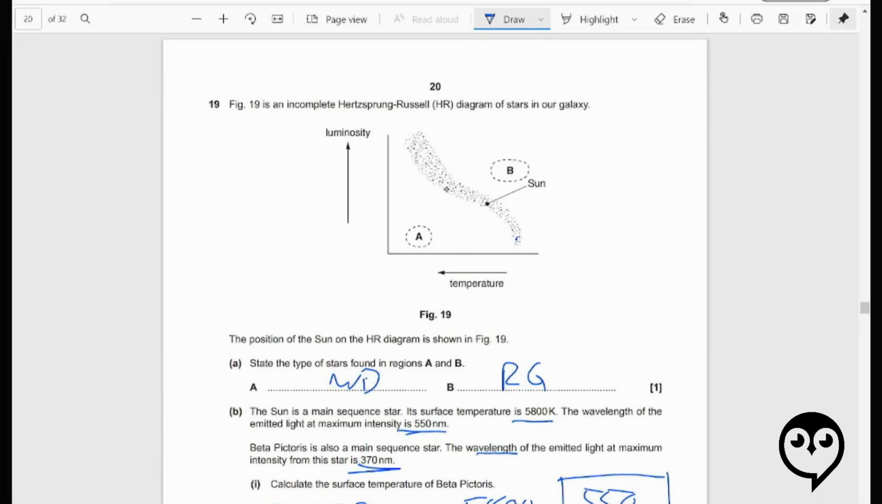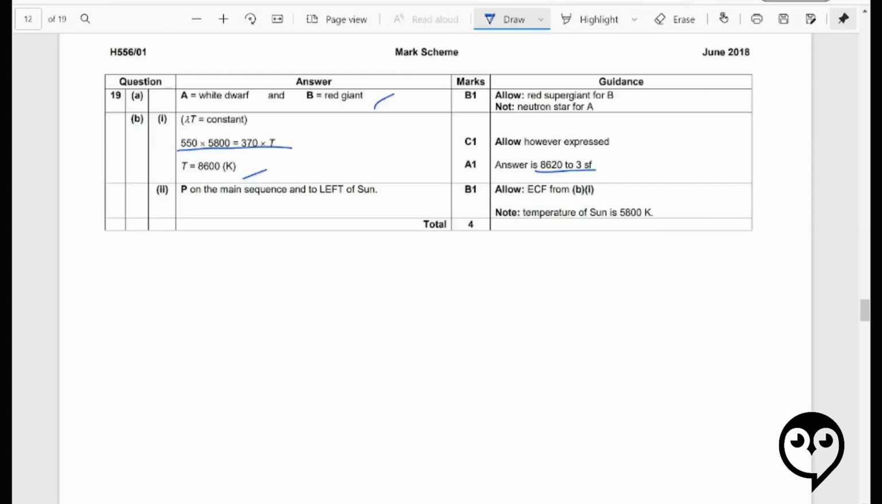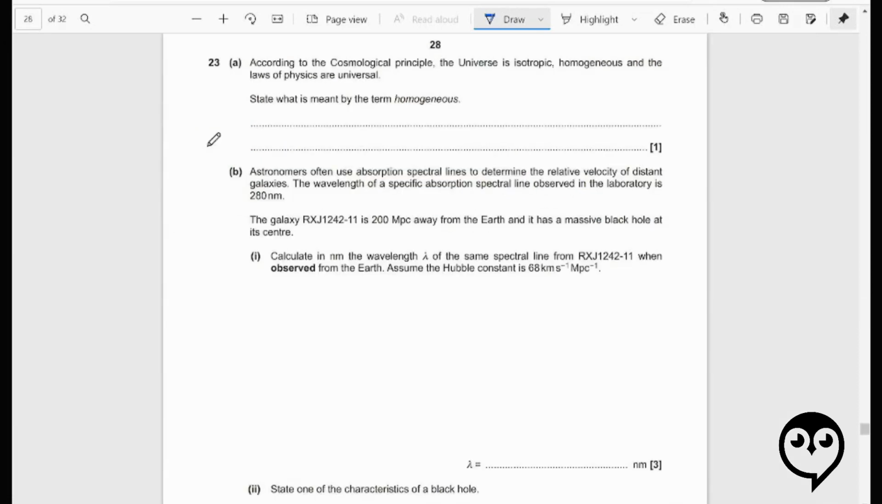It's going to be hotter, and it's blue. I'd say somewhere around here. Right. On the main sequence and to the left of the sun. Yeah, so that's what we've got on the main sequence. And still on the same page, we've got a cosmology question here.